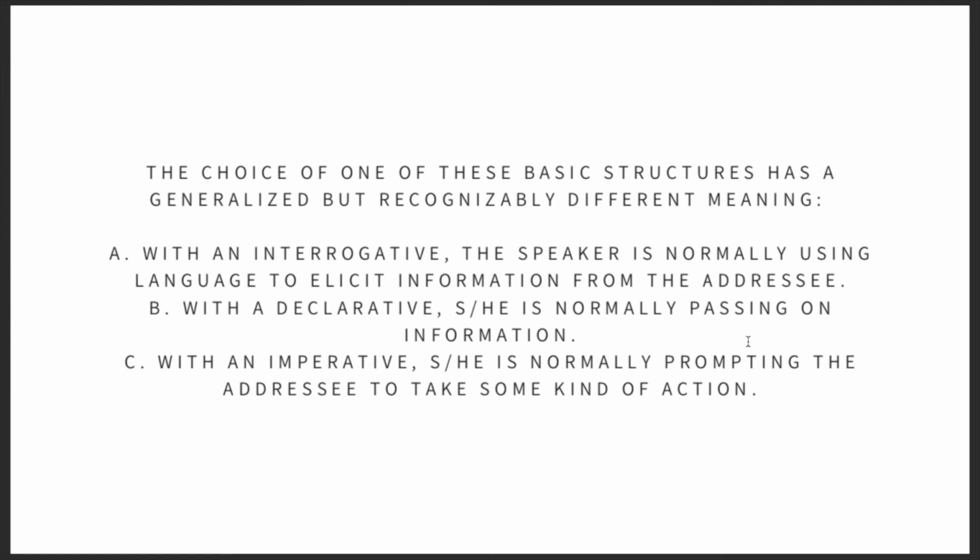who is the student. With a declarative, the speaker is normally passing on information without really eliciting any information. The teacher is just soliciting information without necessarily asking for a response. It's just passing on the information. And with an imperative, the speaker, or the teacher, is normally prompting the addressee to take some kind of action on what the student has done.